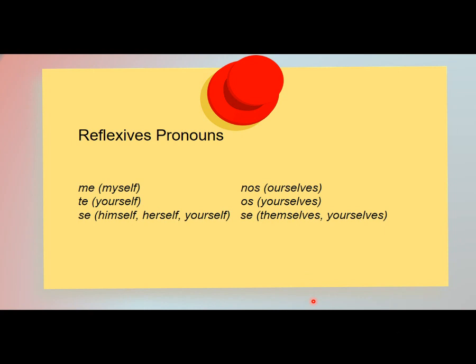You have me, meaning myself. Te, meaning yourself. Se, meaning himself, herself, or the formal yourself. Nos, meaning ourselves. Os, meaning yourselves. Se, notice that it's the same in third person all the way across. We have se, plural, and se, singular, it's the same. So se, themselves, or yourselves. All right? So these reflexive pronouns will get used along with the reflexive verbs.